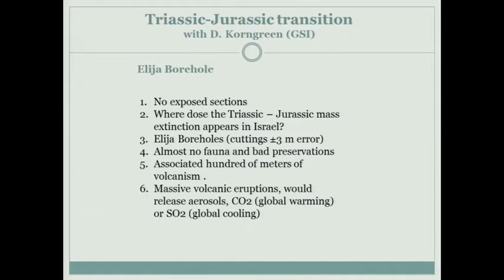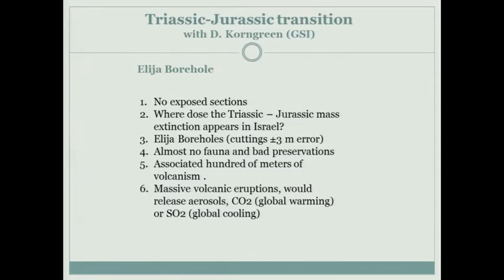So a second sample was the Triassic-Jurassic transition. This work was done with Dorit Korngreen. This is where this method is really, really helpful, because first of all, we have no exposure of this section. During the Triassic to Jurassic transition, there was a mass extinction. It's not exposed in Israel.